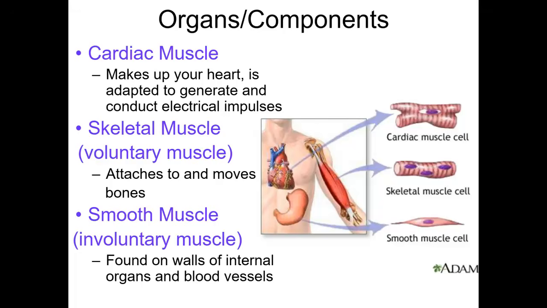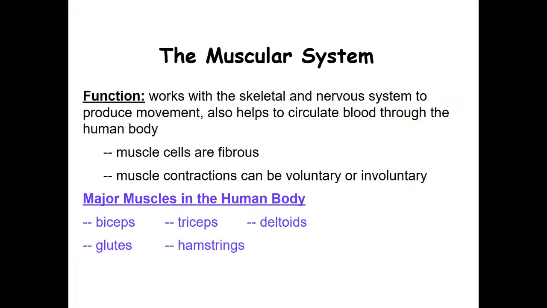Cardiac muscle makes up your heart, and is adapted to generate and conduct electrical impulses. That is how your heart beats. There's little electrical impulses throughout your heart. Skeletal muscle is voluntary muscle. That is muscle that you can control and move. It attaches to and moves bones. And then smooth muscle is involuntary muscle. You can't control moving this. This is found on the walls of internal organs, and your blood vessels are also actually made of smooth muscle.